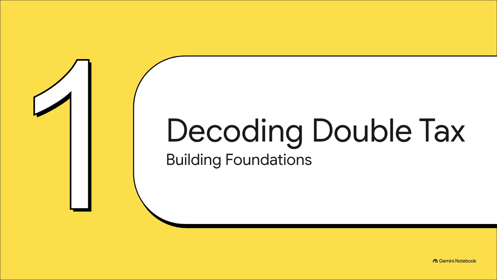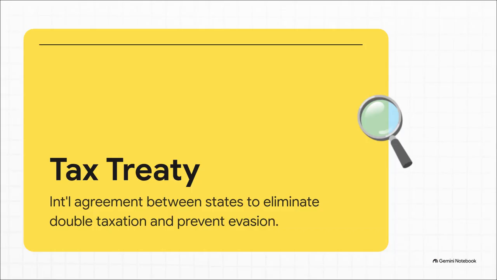Section 1. Decoding double taxation. Let's build that foundational schema so everything else has a logical place to stick in your memory. So, what actually is a tax treaty? Basically, it's an international cross-border rulebook. It's a formal written agreement between sovereign states designed to make sure a taxpayer doesn't get unfairly bled dry by 2 different governments on the exact same income. I mean, without this, cross-border business would pretty much just grind to a halt.